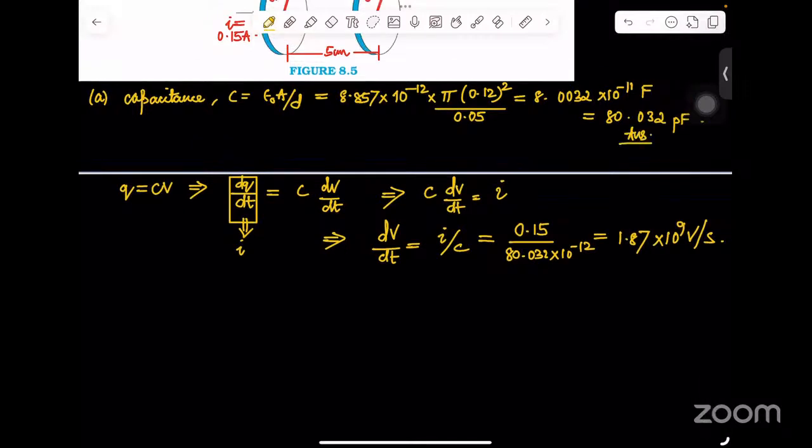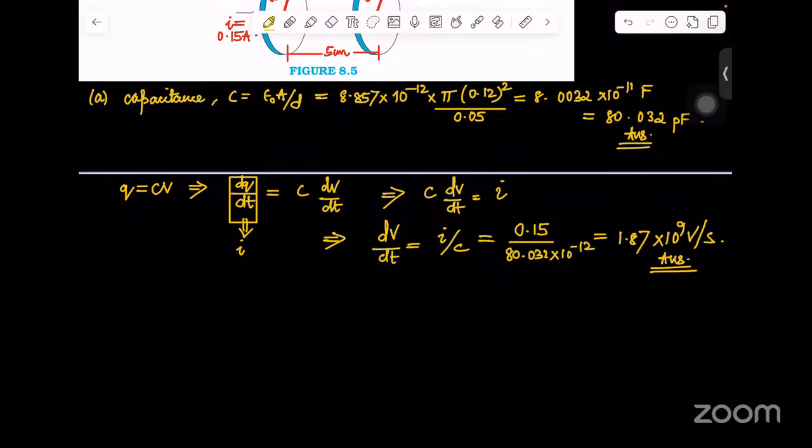So this was the answer here, and this was the answer here. So the first bit is solved. Again, we found the capacitance epsilon naught A upon T. And we knew that Q equals CV. So differentiating with respect to time, dq upon dt is C into dv upon dt. And dq upon dt is just the current. So C dv upon dt is the current. So dv upon dt is I upon C. Plugging in the values, we arrive at the answer.